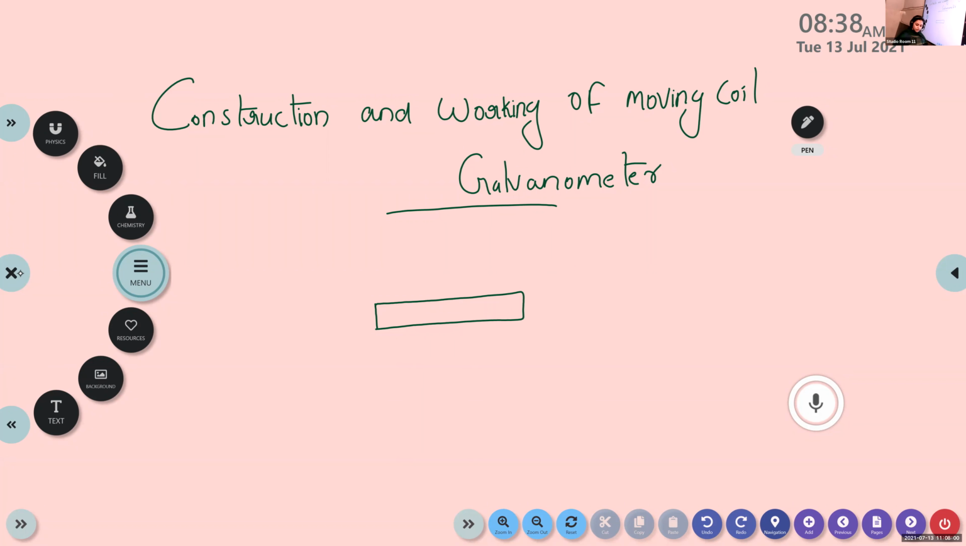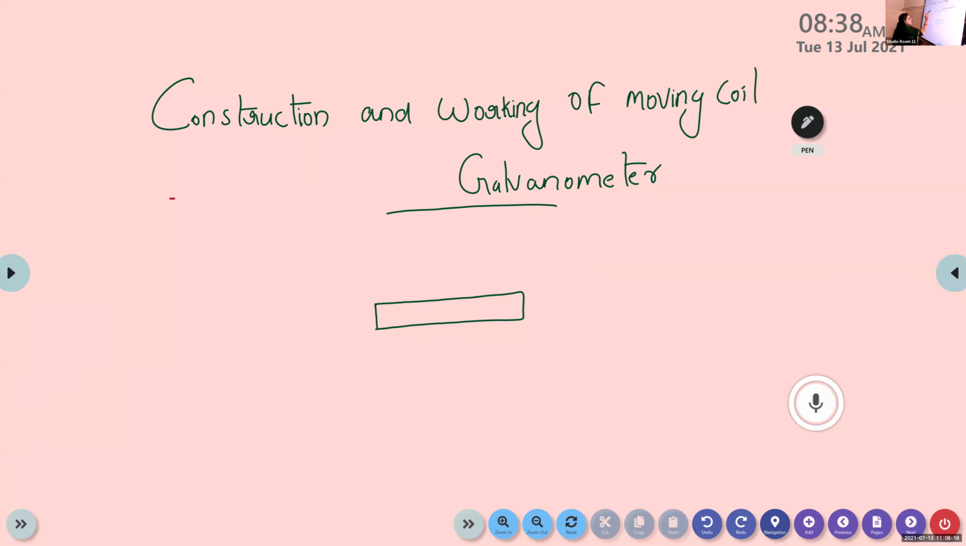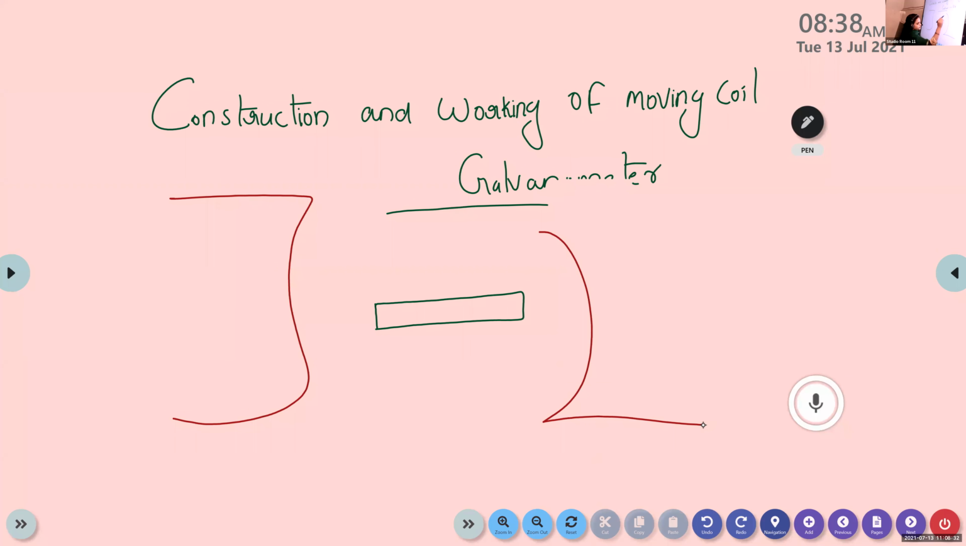It consists of a rectangular coil with N number of turns placed between the poles of a strong concave shaped magnet, such that it can freely rotate between the poles of the magnet.